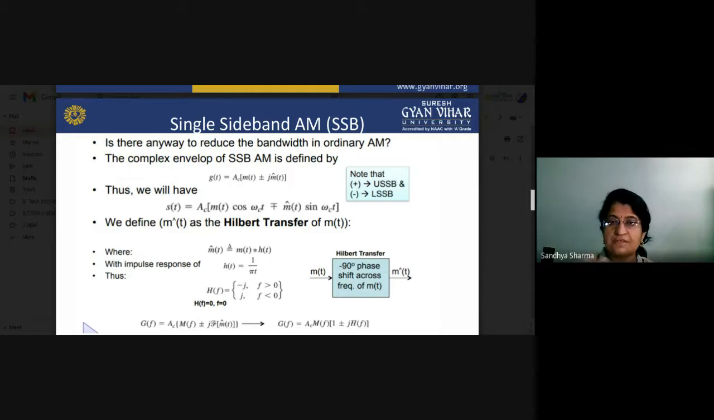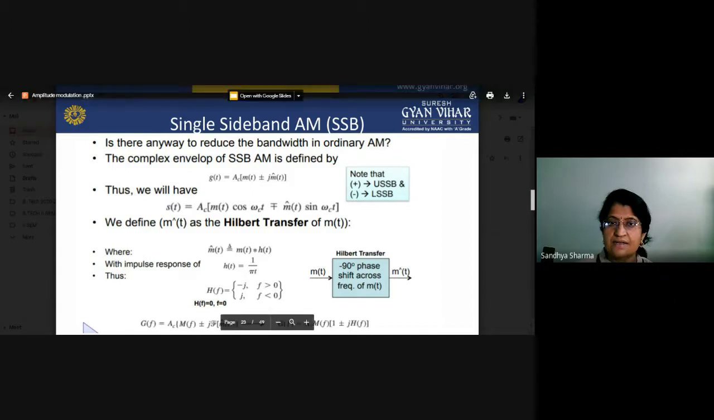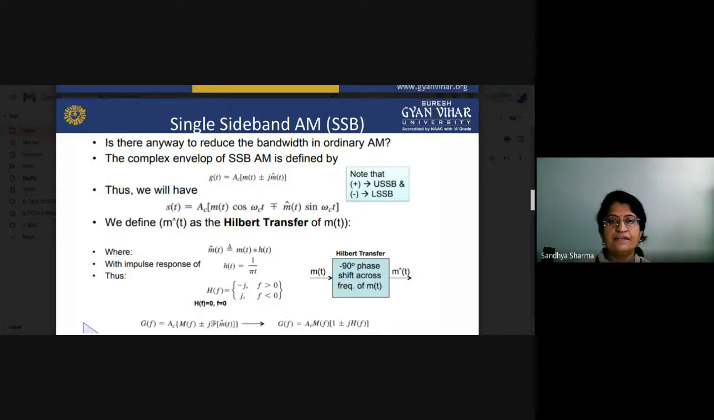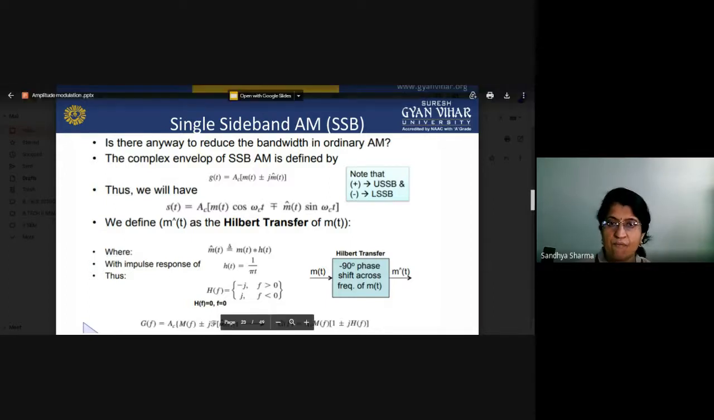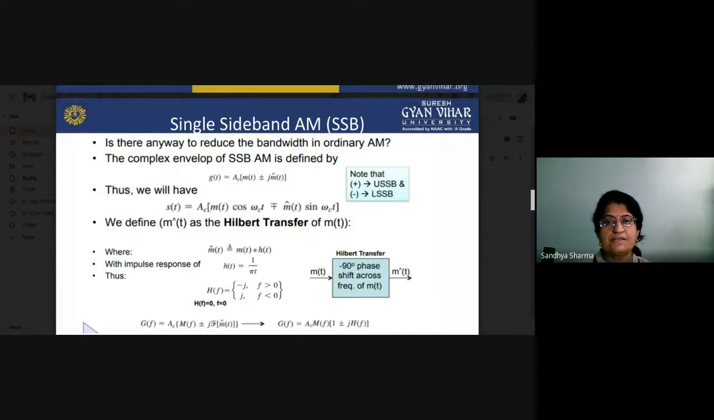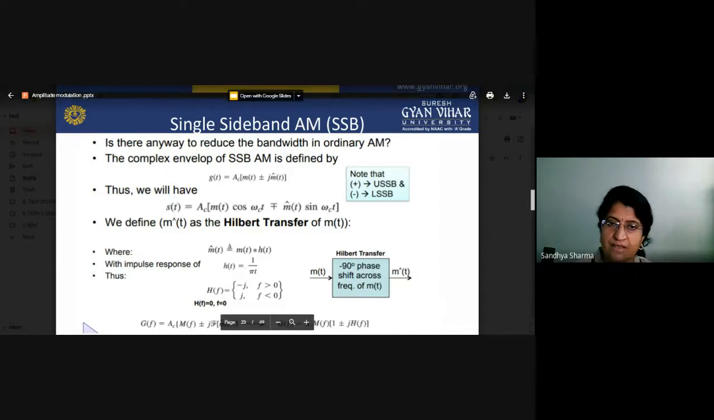But what will happen if you want to transmit both sidebands? Here you can see the basic equation. There is a Hilbert transform, which applies a 90 degree phase shift and converts your signal, because the final equation is m(t) cos omega ct minus or plus m-hat(t) sin omega ct. There is a cos omega ct and a sin omega ct, and Ac is the carrier amplitude. So this is the Hilbert transform which we are working with.